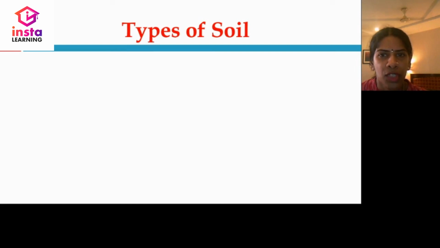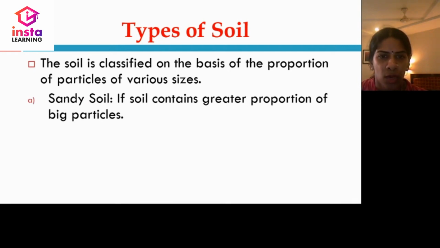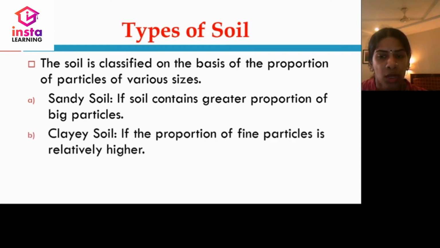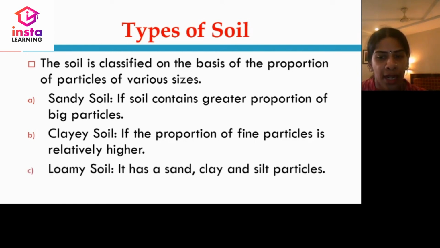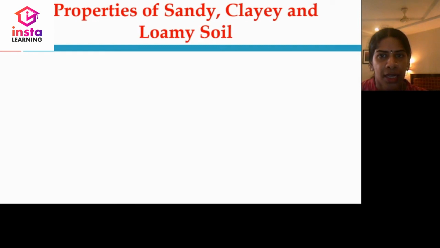Let us discuss the different types of soil. The soil is classified based on the proportion of the particles having various sizes. One is sandy soil, in which the soil will have a greater proportion of big particles. Clayey soil will have a greater number of fine particles. Loamy soil has sand, clay as well as silt particles. Properties of sandy, clayey and loamy soil.